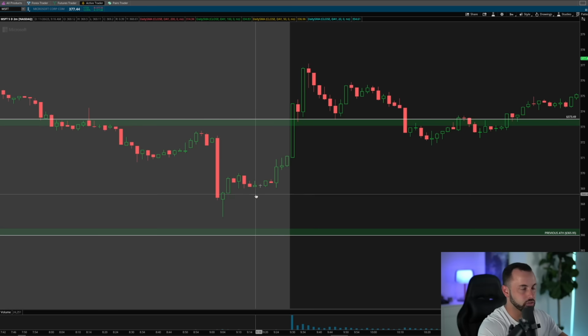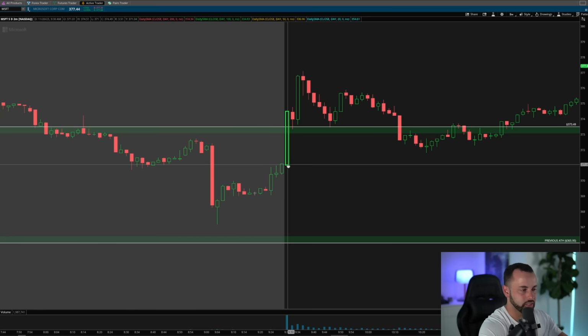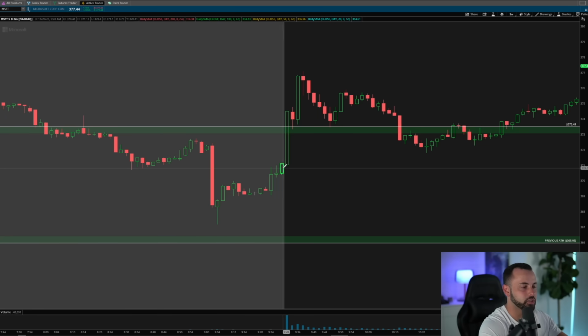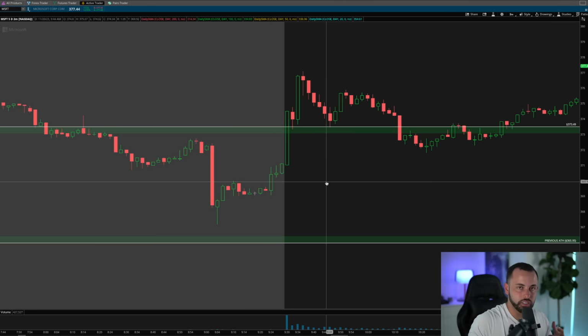I saw us move lower. So in the open, into the open, we got a big candle into that level. And the first thing I realized was that we squeezed right above it. So step one, what's my level? 373.50. Step two, what are the reactions at that level?